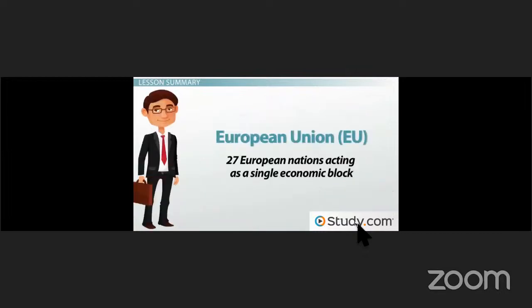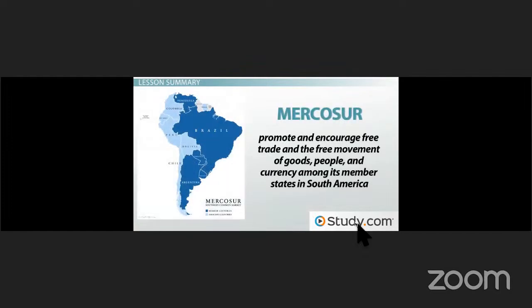The European Union, or EU, is 27 European nations acting as a single economic bloc. Many share a common currency. The purpose of Mercosur is to promote and encourage free trade and the free movement of goods, people, and currency among its member states in South America.